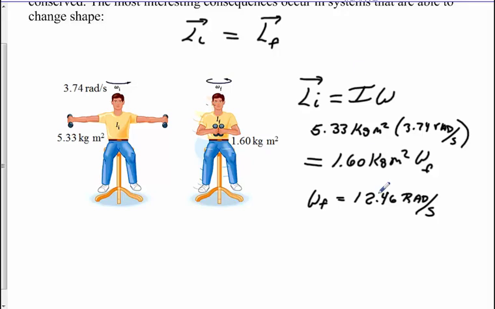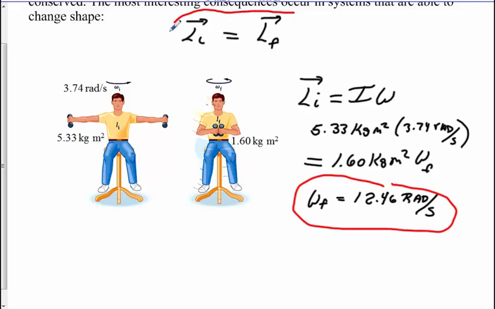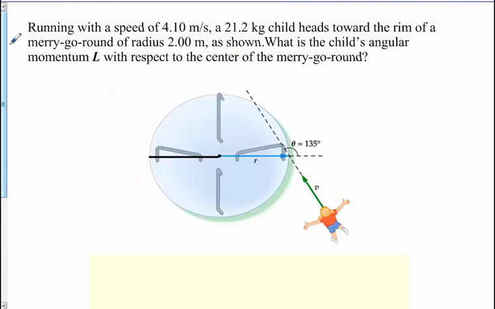And that's why when we did demos in class, you notice that your angular velocity increased as you reduced your moment of inertia. Again, it all comes back to this, the conservation of angular momentum.